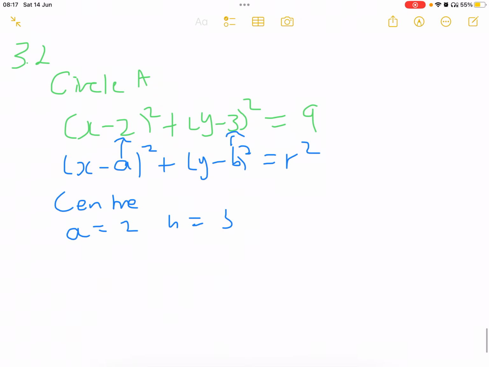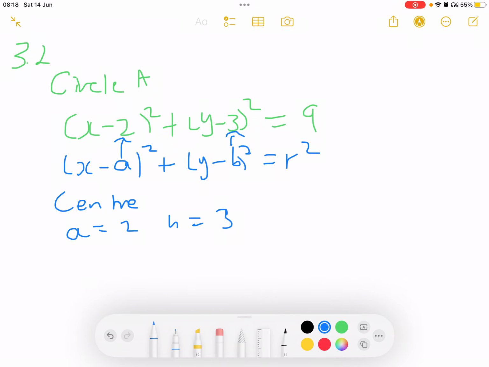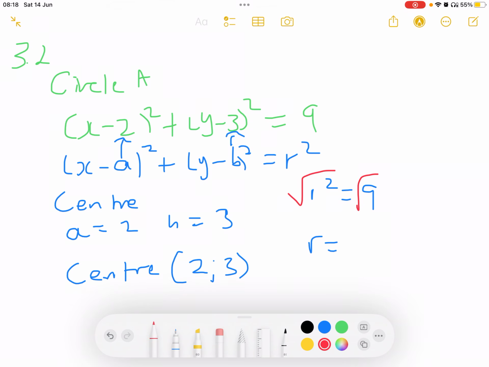And then now you can say my center has the following coordinates: (2, 3). Then my r squared equals 9. And therefore my r, if I apply the square root here, I'm going to get plus or minus 3, of which we choose 3 because the radius is a positive value.